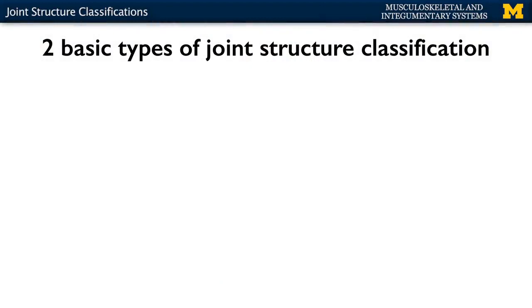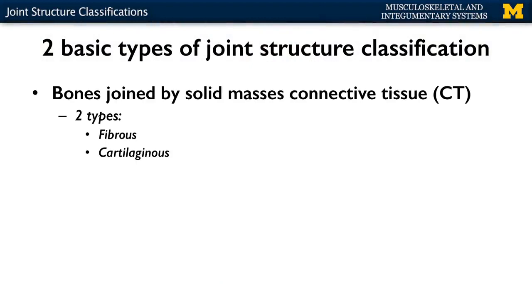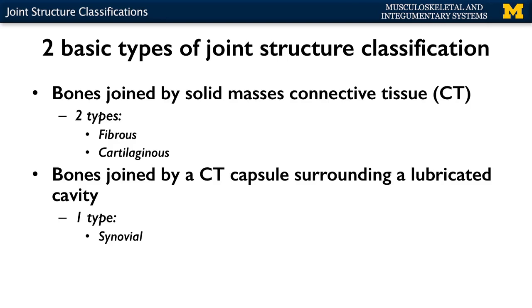Okay, as discussed in a previous module, there are two basic types of joint structure classification schemes. The first is where the connective tissue is actually binding the bone. The second, you're going to have that connective tissue capsule that's going to connect the bone, but there'll be space within the capsule region. Now let's turn our attention back to the solid mass of connective tissue.